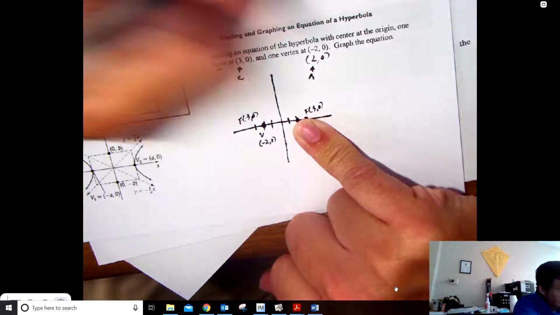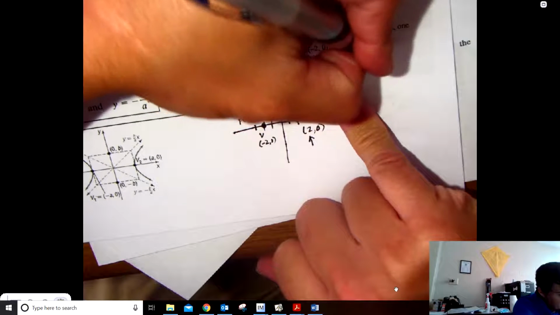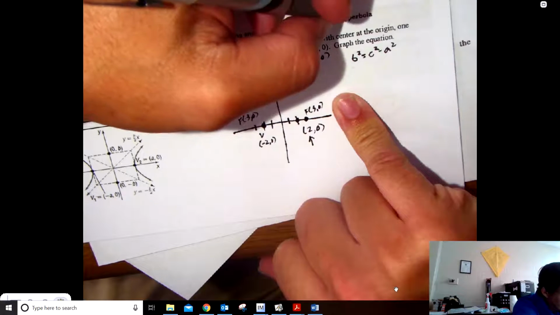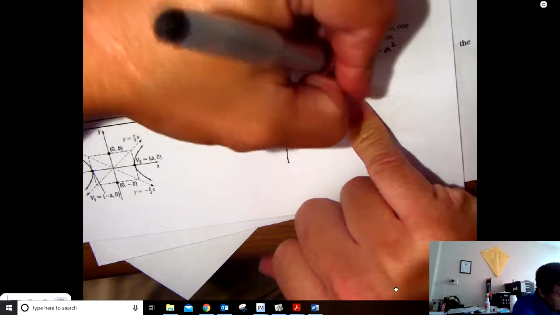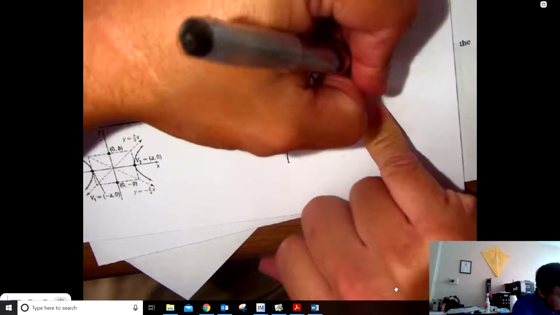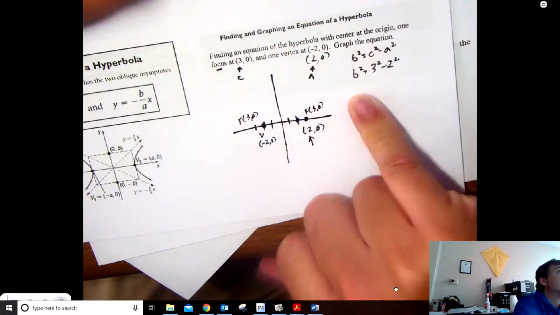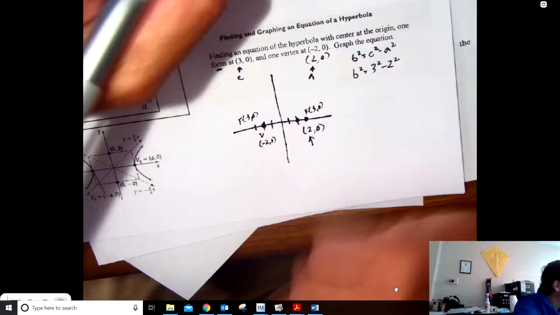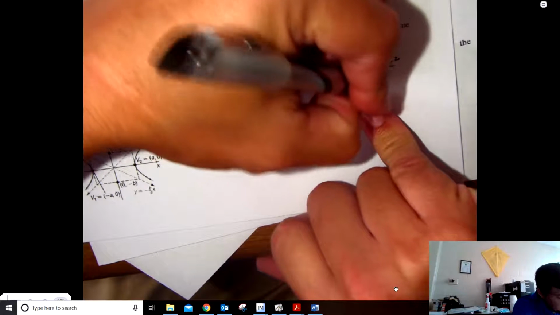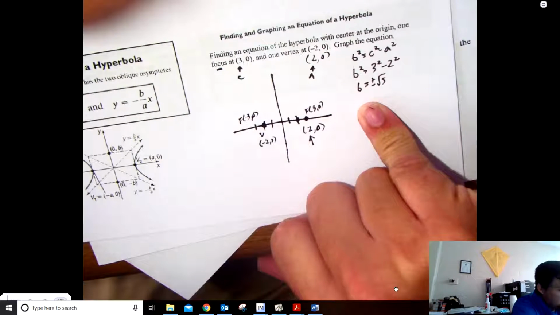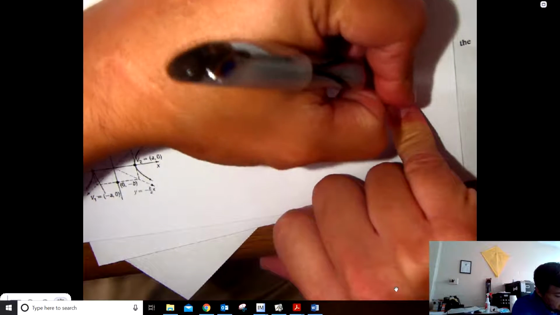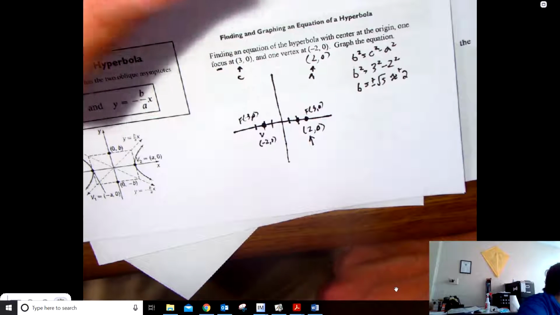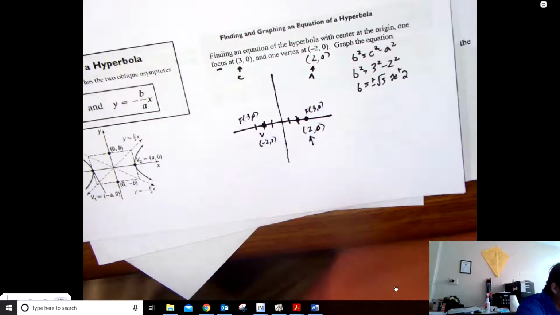And we just use our new form where B squared is C squared minus A squared. So B squared is 3 squared minus 2 squared. That's 9 minus 4. That's 5, isn't it? So B is plus or minus root of 5, which is just a little over 2. Something over 2. Doesn't have to be perfect. You can go to your calculator if you want. I don't really care. It's just a little over 2.